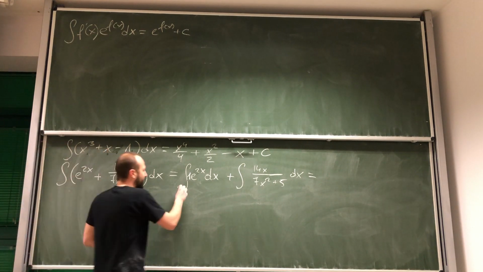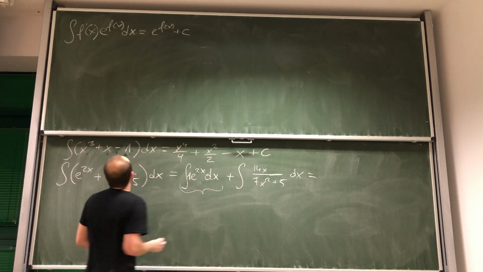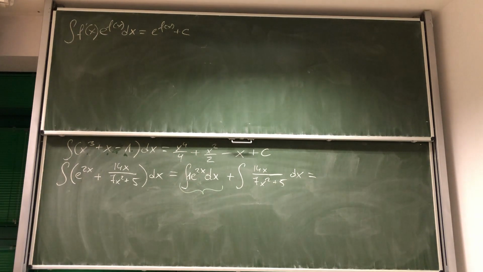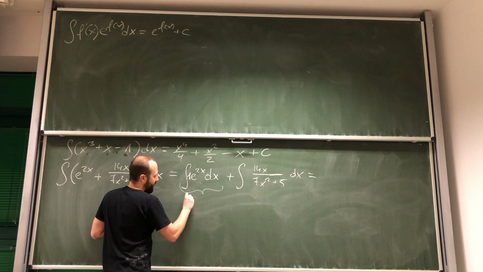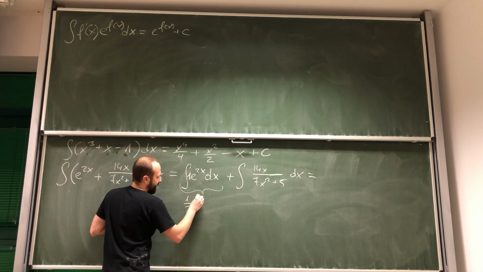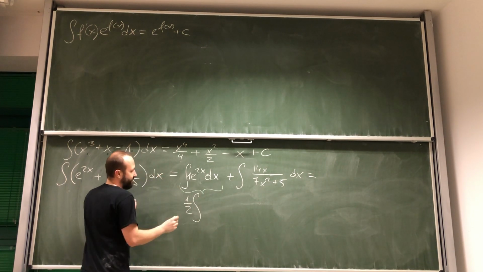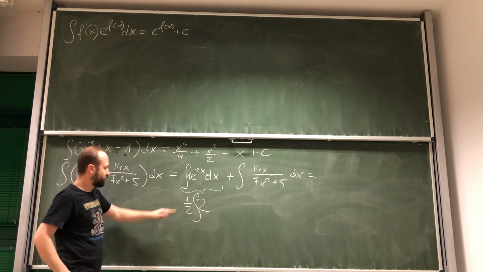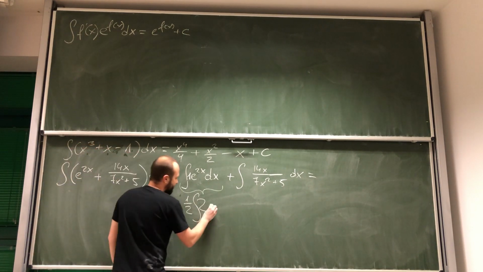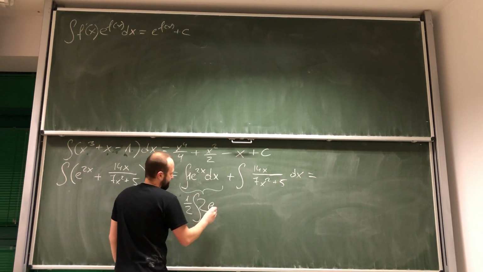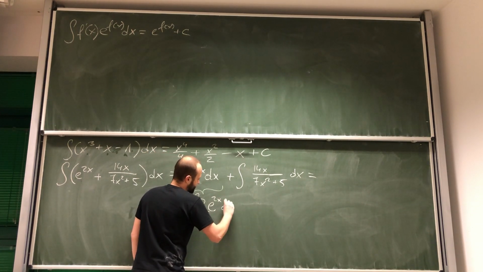Well, look, this is very easy because of the rule that says that I can take any constant out of the integral. I can, for example, take out 1 over 2. And look, what will I have inside? 2. Because of course 1 over 2 times 2 gives me 1. 2 times e to the power 2x dx.